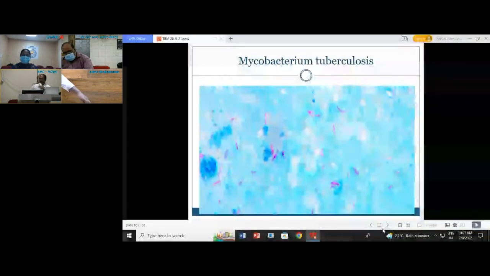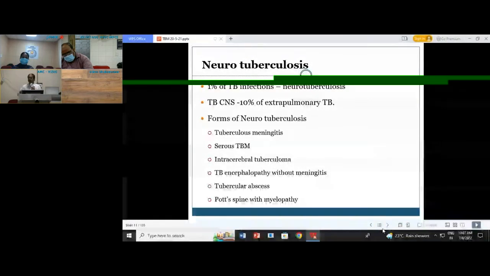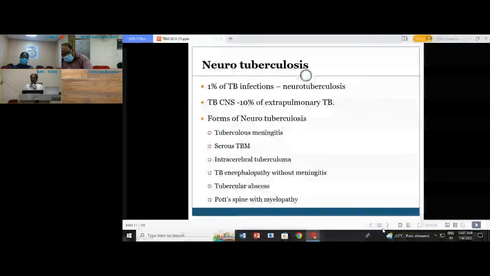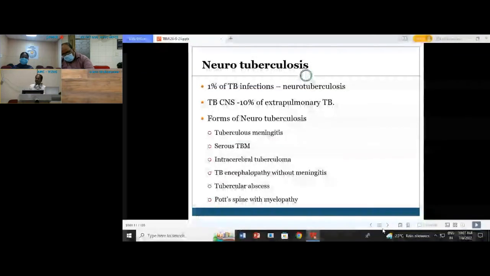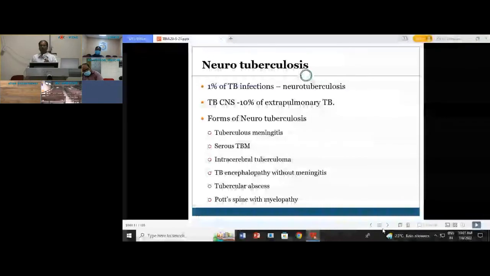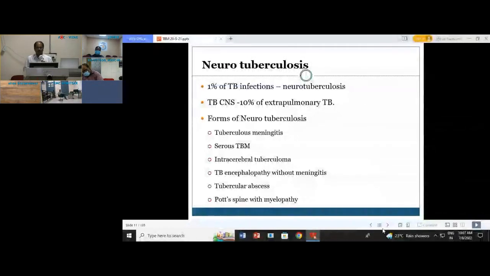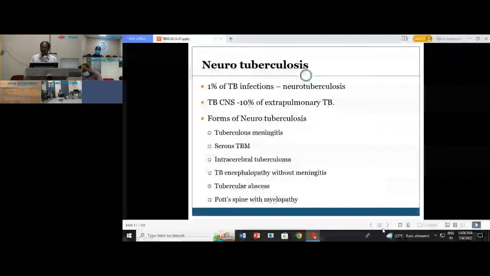Under the microscope, it is an acid-fast bacillus. Coming to neurotuberculosis, because the topic is tuberculous meningitis, it comes under neurotuberculosis. 1% of all TB infections account for neurotuberculosis. Of these, the various forms of CNS TB account for 10% of all extrapulmonary tuberculosis. Pulmonary tuberculosis is very common. What are the various forms of CNS tuberculosis? Tuberculous meningitis, serous tuberculous meningitis, tuberculoma of the brain, tuberculous encephalopathy without meningitis, tuberculous abscess, and Pott's spine with myelopathy.